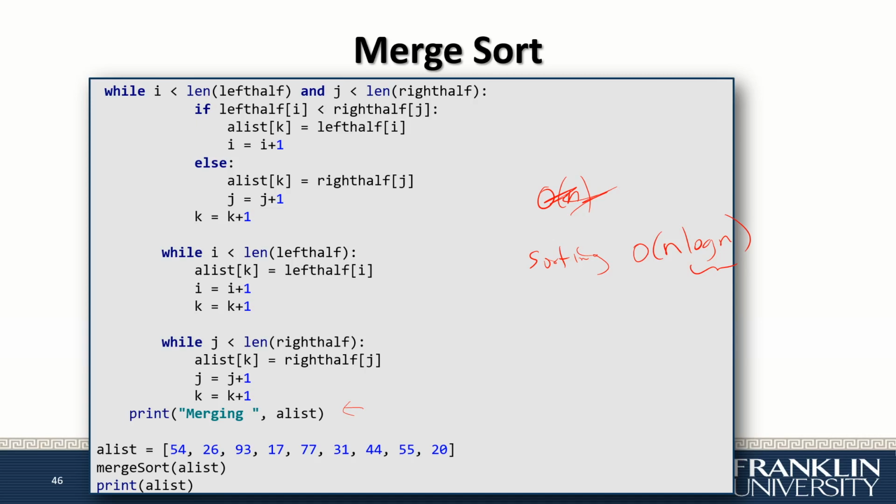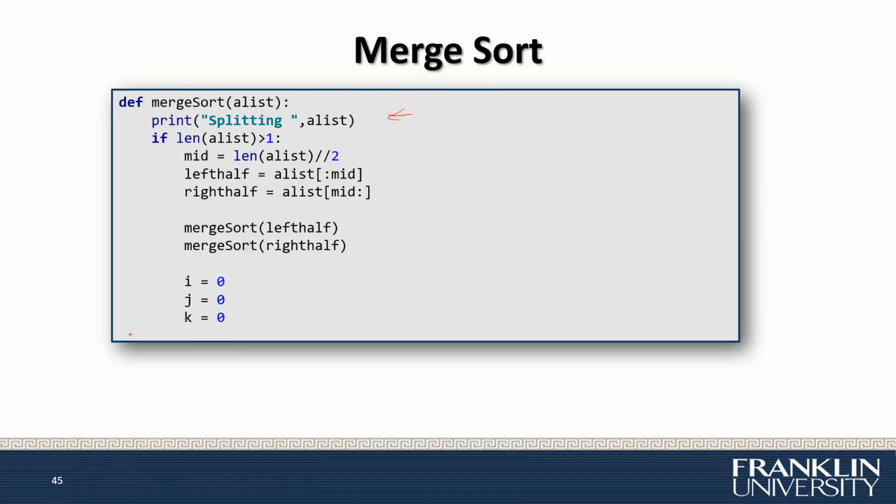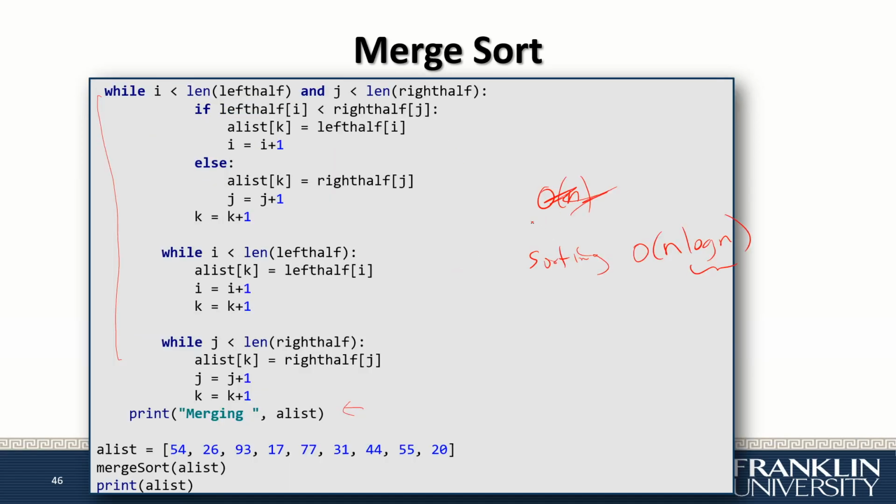This part here had the n effect, and this part here had the log n effect. Combining both of them, you have the n log n effect. And we will see the performance of merge sort when I compare them in the next lecture.